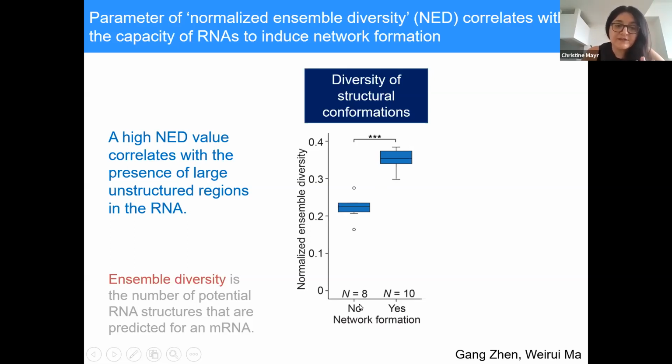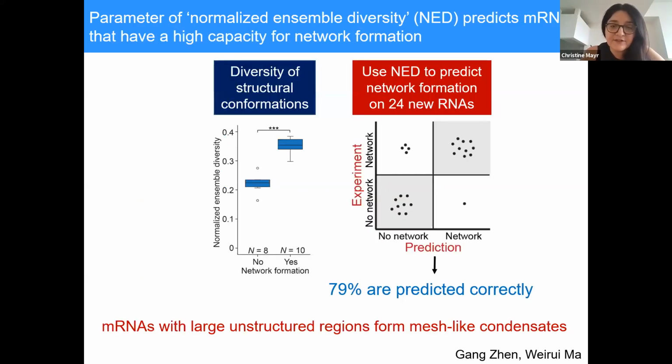And therefore we wondered, can we use the NED value to predict if an RNA will form a network or not? And so Mayr tested another 24 new RNAs, and he chose them only based on their NED values. And you see that nearly 80% of them are predicted correctly just by using the single parameter. That means that mRNAs that have large unstructured regions are able to form mesh-like condensates.